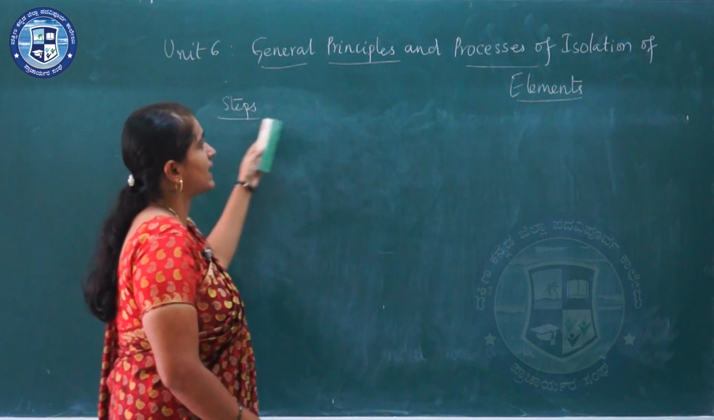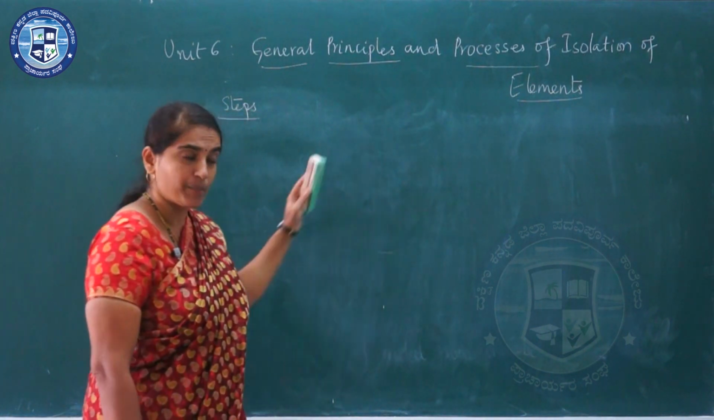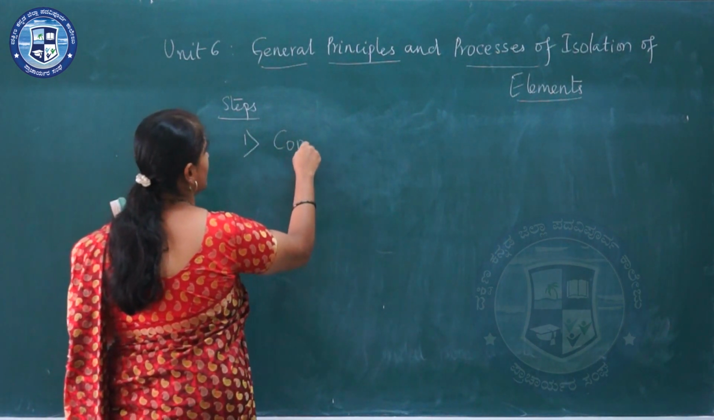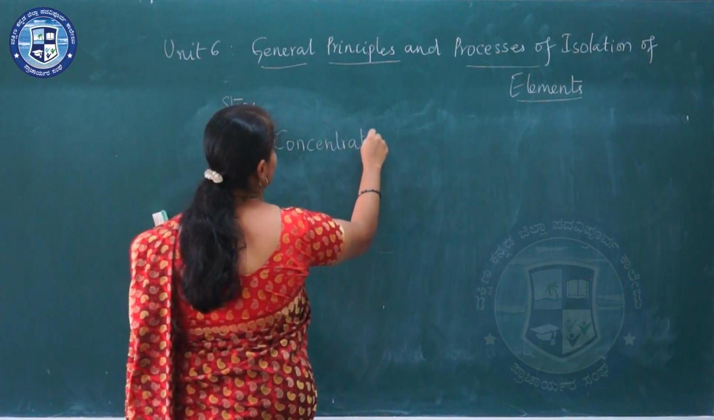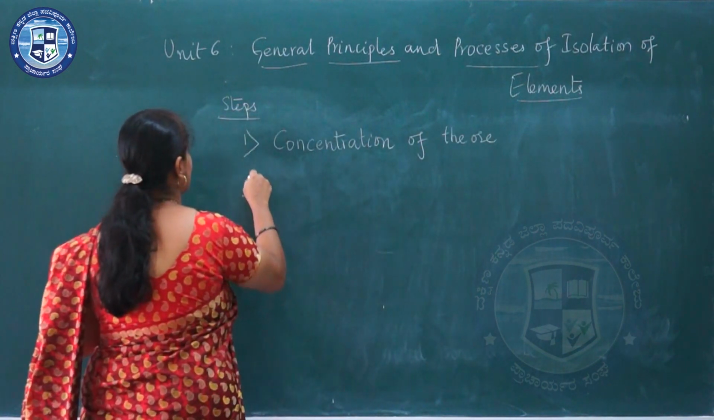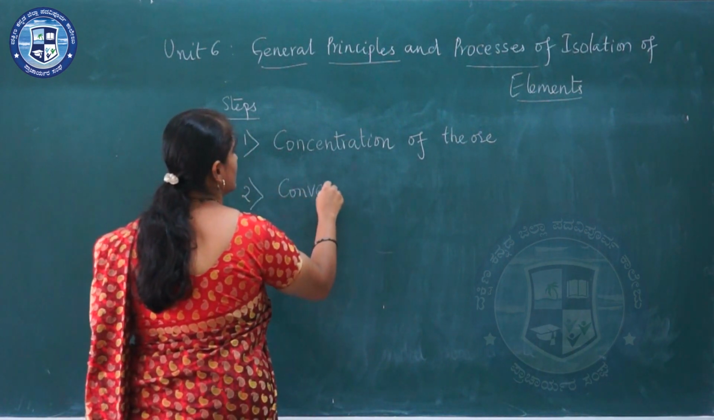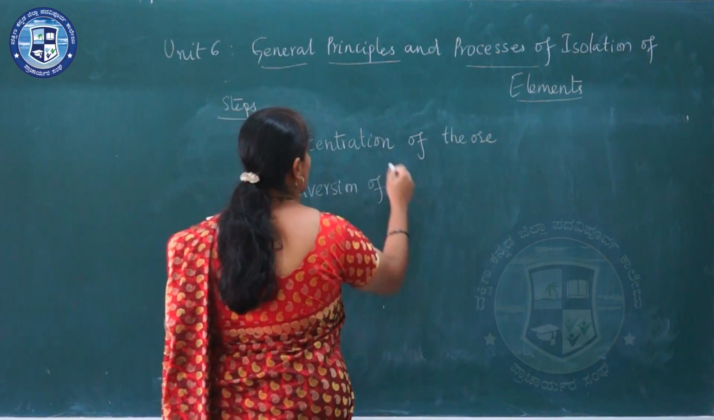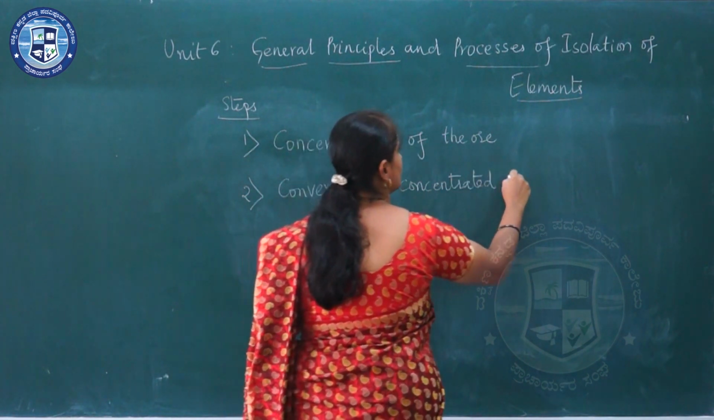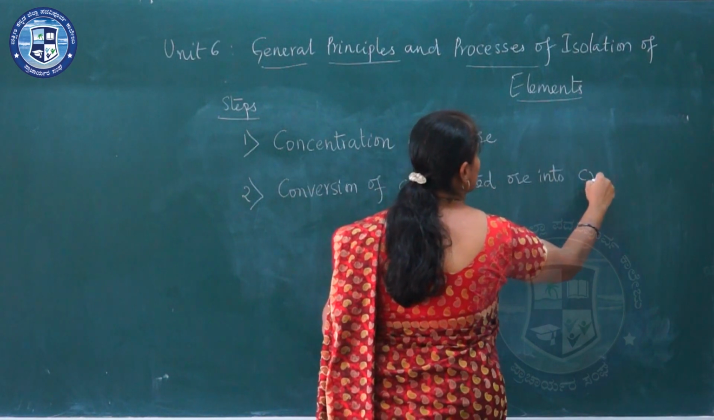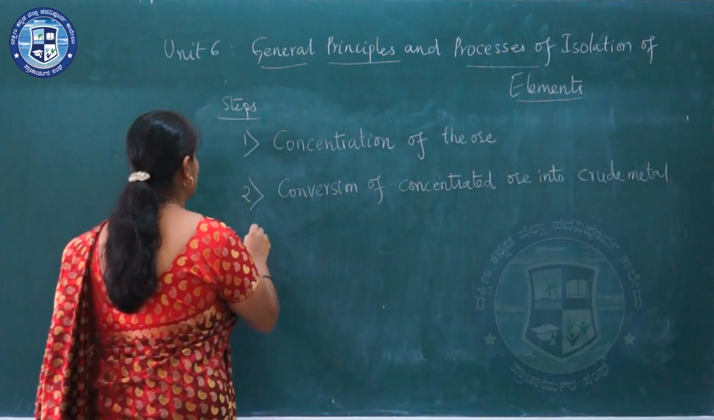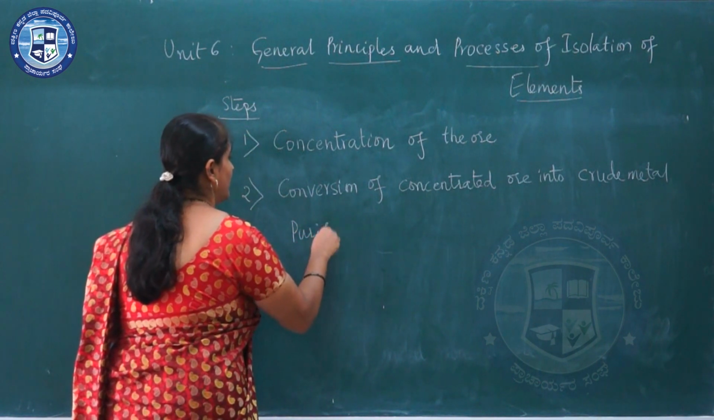The steps employed in the process of isolation of elements, or in the process of metallurgy, are majorly 3 steps. The first one is concentration of the ore. We have to concentrate the ore. The second one is conversion of the concentrated ore we get into crude metal or impure metal. And lastly, the impure metal we get, we have to refine that: purification of the metal.